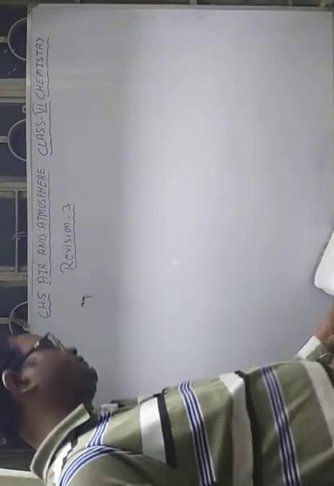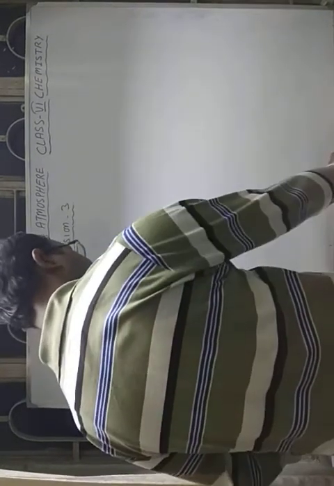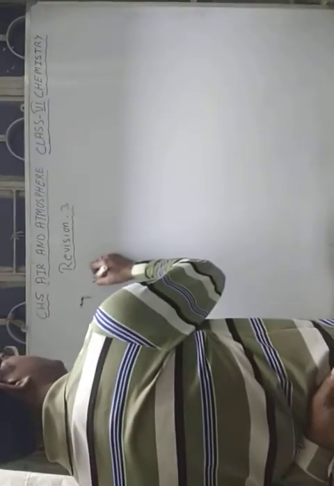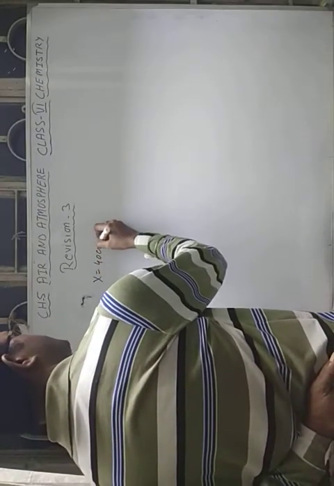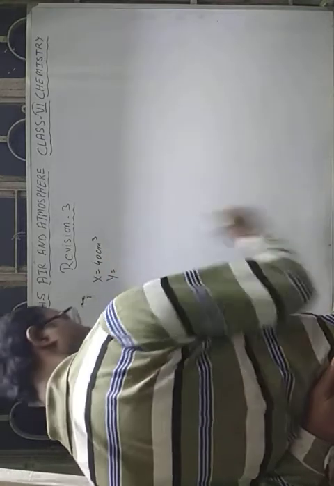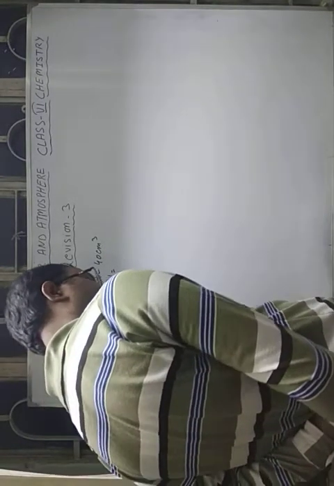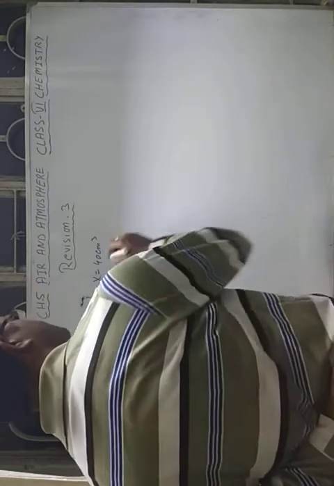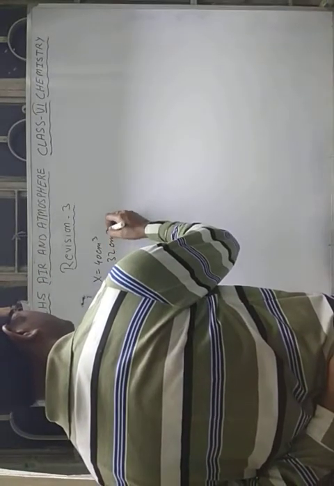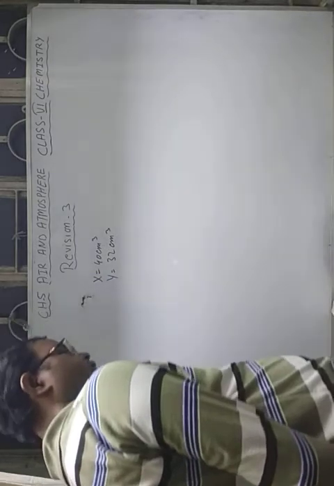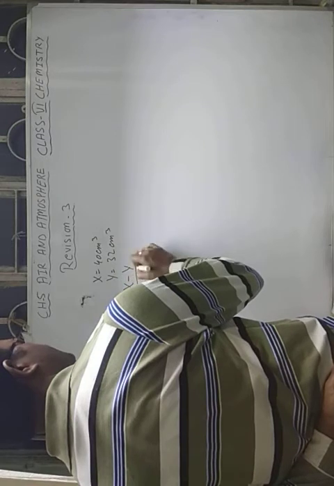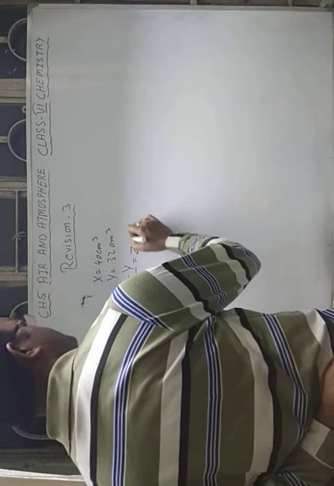I will show it on the board. So total volume, that is X, is given 40 cubic centimeter. Y is given, the remaining gas occupied is 32 cubic centimeter, that is Y is equal to 32 cubic centimeter. Now you have to calculate the value of Z. That means the formula is given (X minus Y) by X, that is equal to Z%.